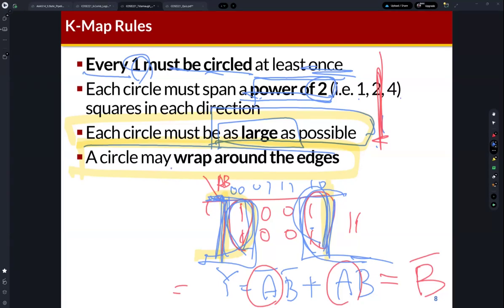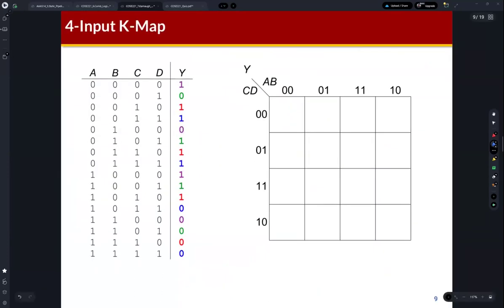So a circle may wrap around the edges. This is very important. Sometimes the students can be confused because these columns are separated, but you should think of this column as connected, like a cylinder. As I mentioned, this edge is connected to this edge, so we can make the larger circle like here and here. Okay, so that's the example.